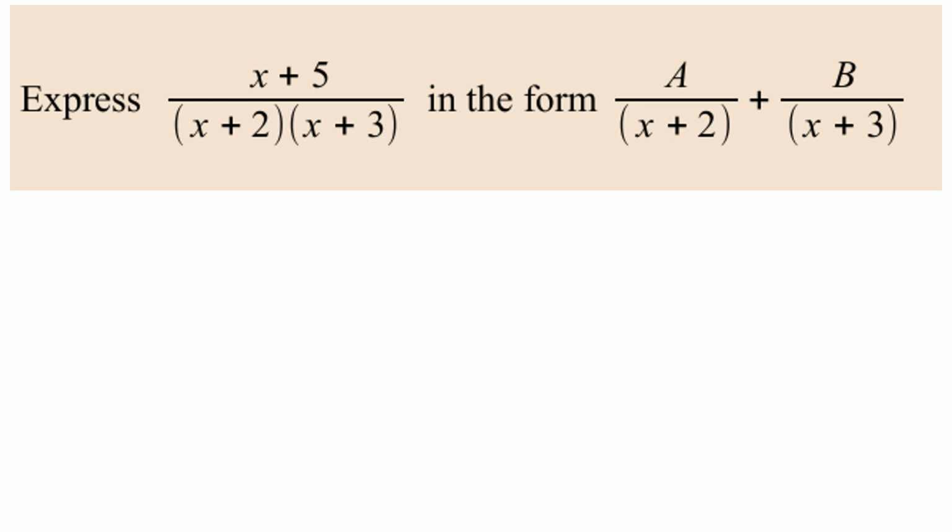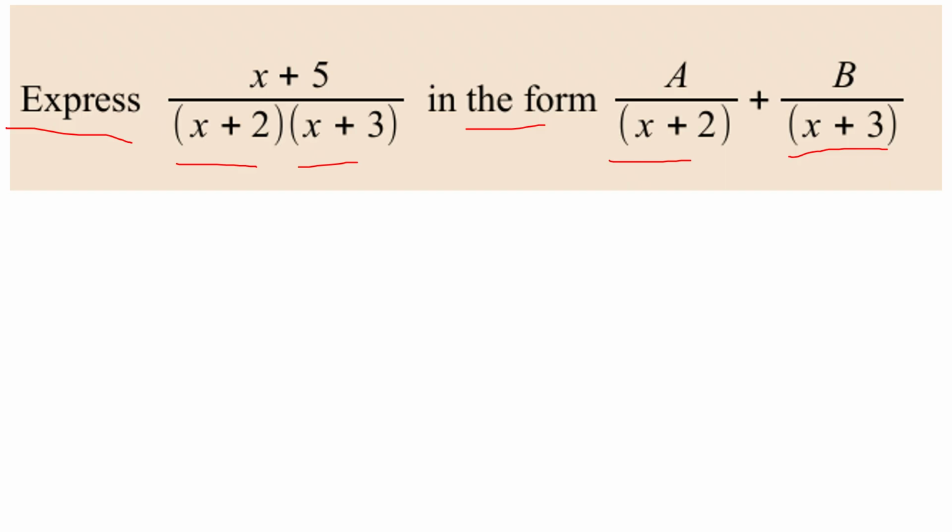We'll be looking at some partial fractions in this video on a Thursday morning, okay? So express (x + 5) over (x + 2)(x + 3) in the form A over (x + 2) plus B over (x + 3). This topic is called partial fractions, done in Year 13, so A-level maths. It's when you have one singular fraction and you're splitting it into its components.